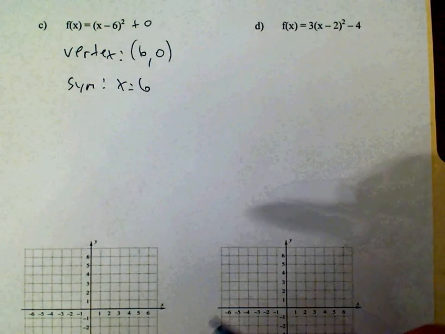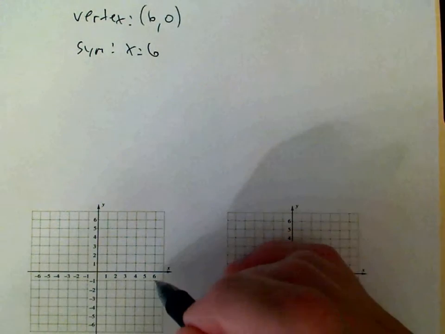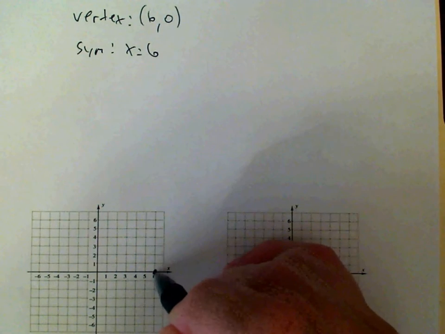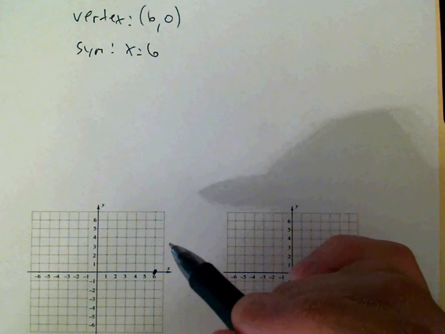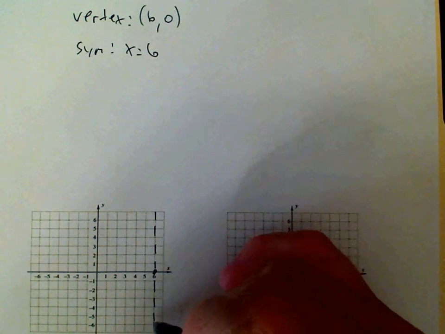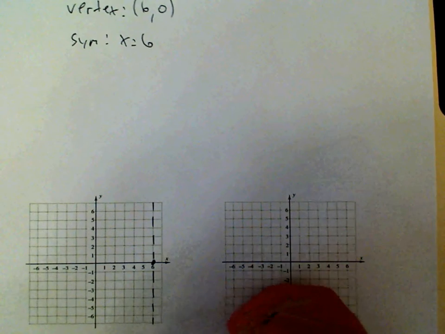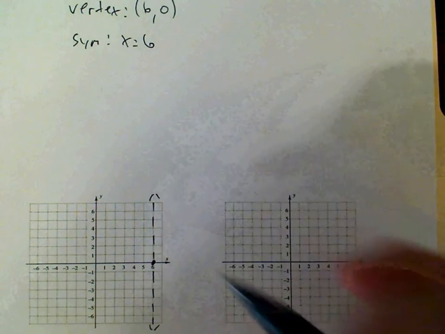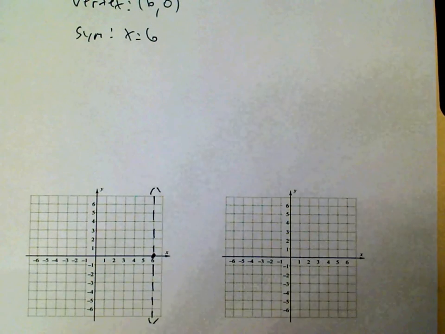The line of symmetry is always x equals the x value, which is 6. So as of right now, we have 6, 0 is the vertex, and then the line of symmetry is x equals 6. So I'm going to draw the vertical line. I'm using a dotted line because this is actually an asymptote. It's not part of the graph, in case you're wondering. It's just to help us graph.